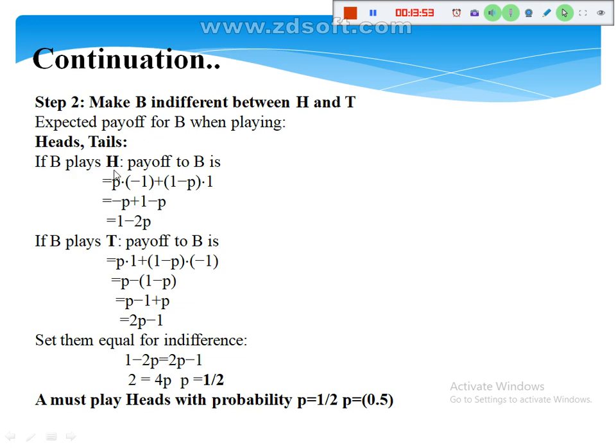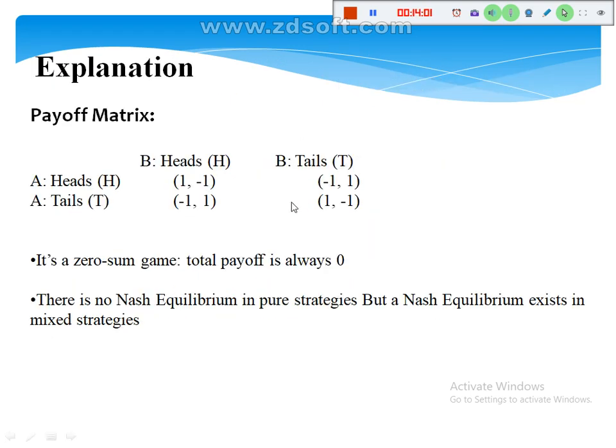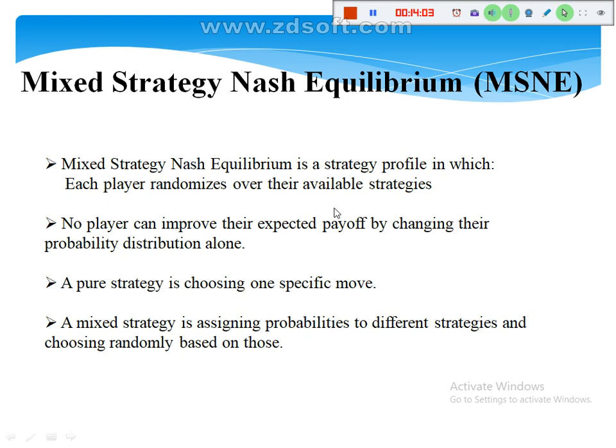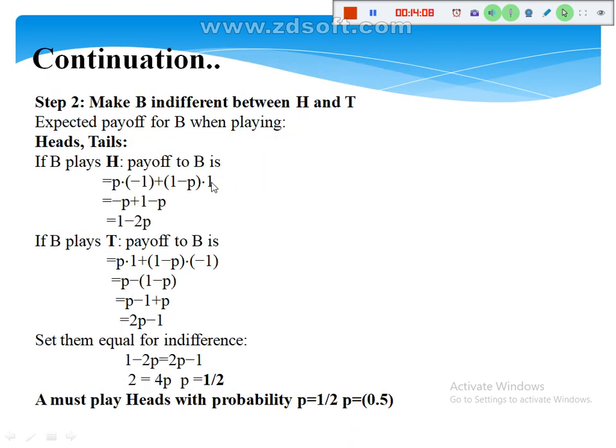If B plays heads, what is the payoff of B, and what is the probability? Minus 1 and 1. Okay. So P into minus 1 plus 1 minus P into 1. So solving we get 1 minus 2P.